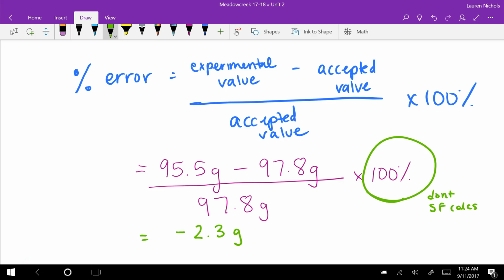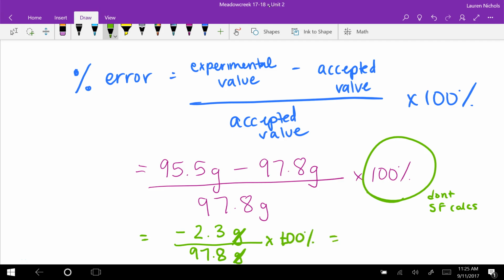Now, you're allowed to have a negative number here. The negative or positive doesn't really tell you that you have less, but the negative means that they were 2.3 grams under what they should have been. Negative just means lower than expected, and positive just means higher than expected. So it tells you in which direction you did something wrong. And then we're going to divide it by 97.8 grams. Now notice, because I have grams on top and bottom, they're going to cancel out, which is good because a percent error should not have any units. And then we're going to multiply it by 100%.